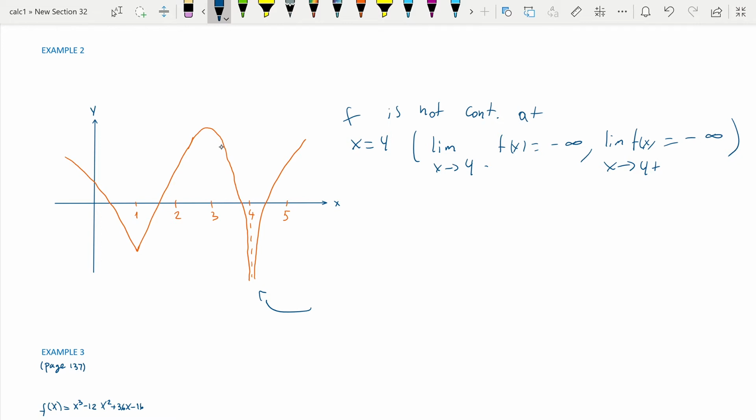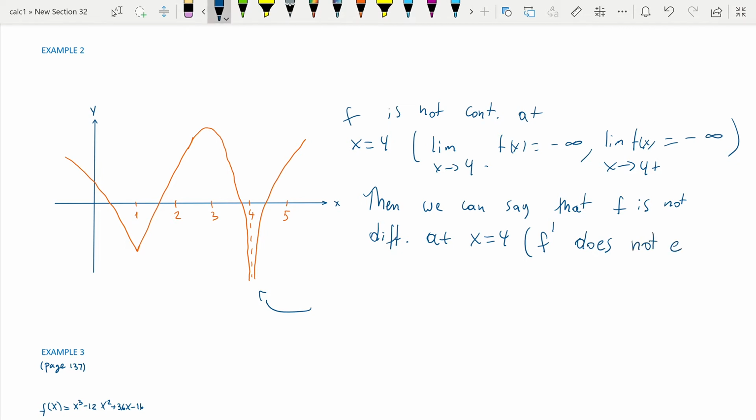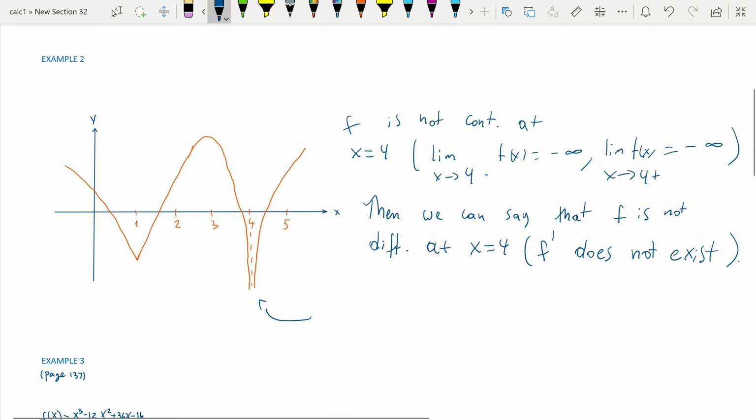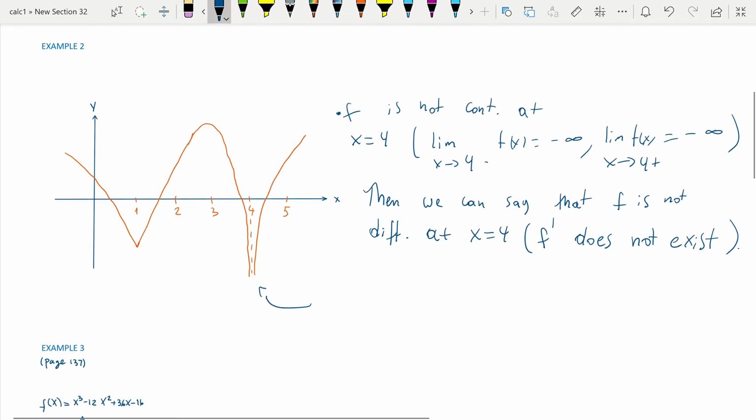So certainly then we can say that f is not differentiable when x is equal to 4, meaning again that f prime does not exist at this point. So this is one first thing to observe.